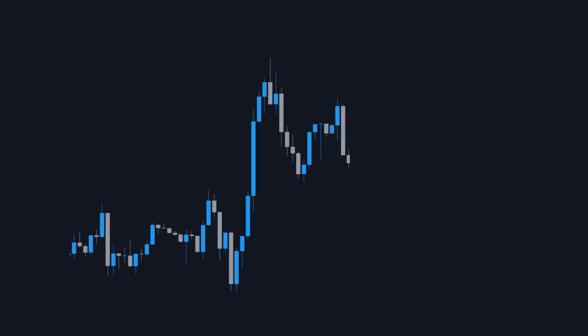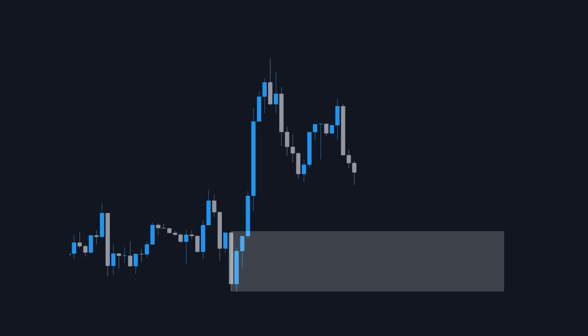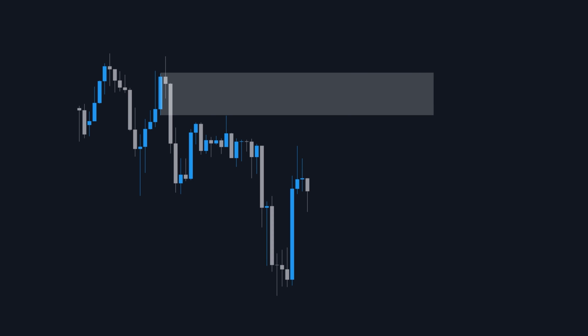Now there's a commonly known way to mark supply and demand. Most people use the last down candle before the up move, like this, and the last up candle before the down move, like this. Now this works fine and is a good general rule, but personally I do it a little bit differently.